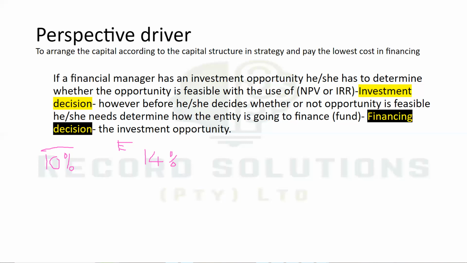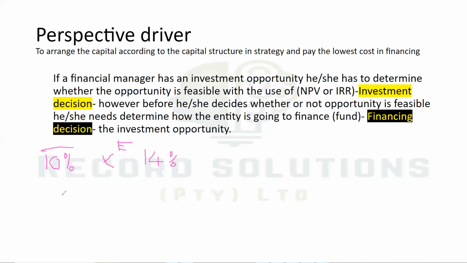Which is basically giving us an NPV of minus. In this case I'm not using NPV, I'm using IRR, but it will give us a negative NPV. That means this investment opportunity will not work. We are earning way less than what our equity holders want, so we won't take this decision. We are going to reject it as a result of this, right?